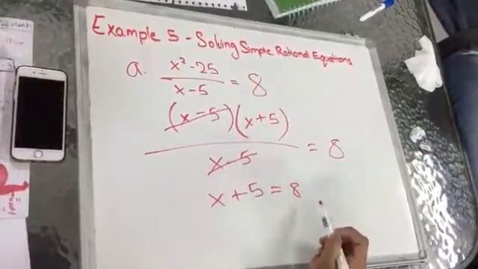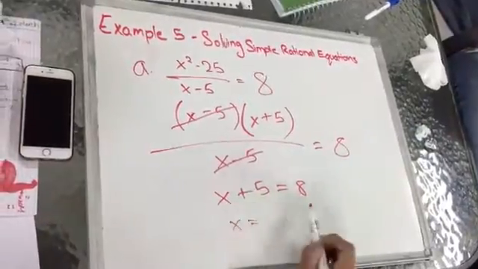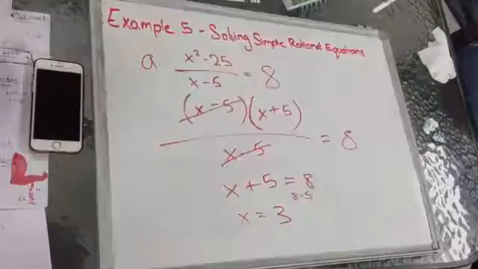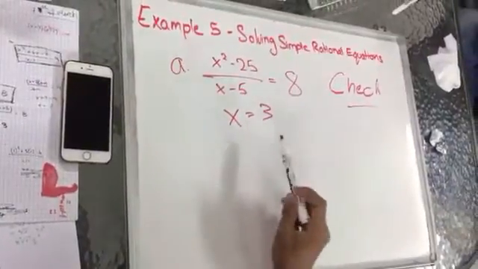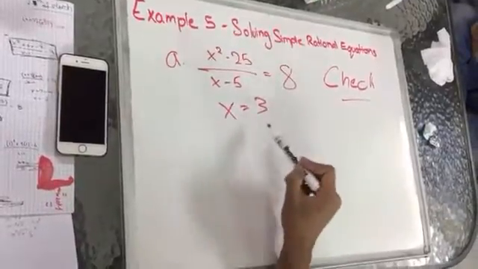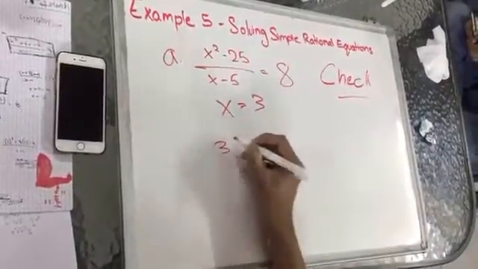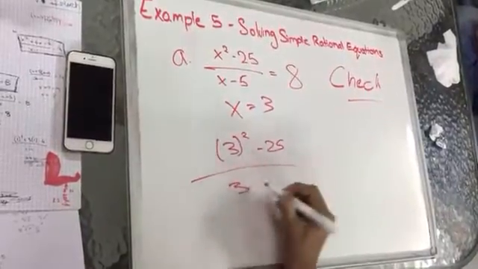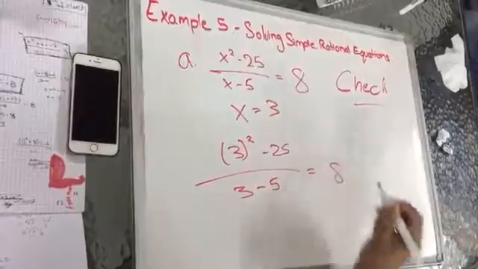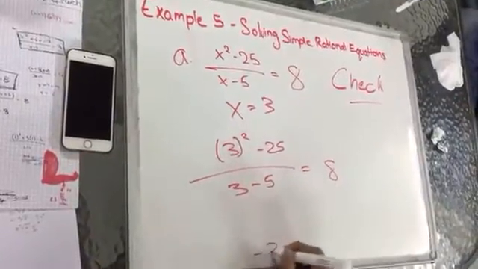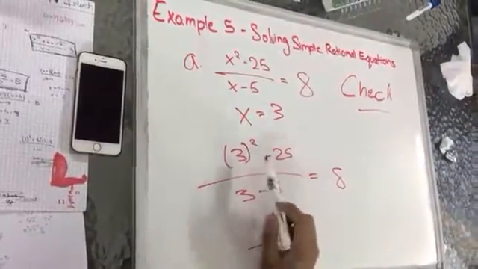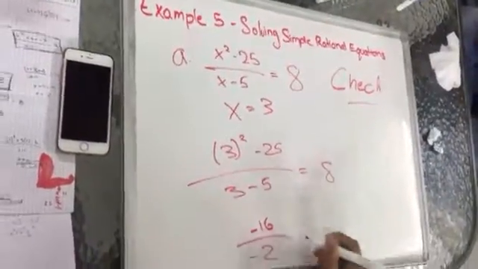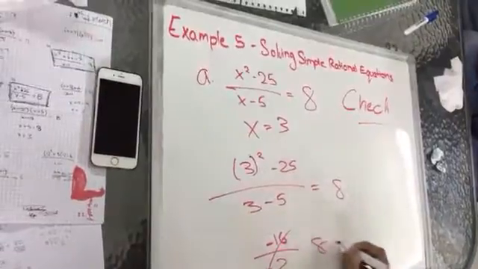We simply take this to the other side. It's going to give us 8 minus 5, which is equal to 3. Now that we found x equals 3, we have to check by plugging 3 into the formula. So here we're going to have 3 squared minus 25, over 3 minus 5, equals 8. So 3 minus 5 equals negative 2, and 3 to the power of 2 is 9, minus 25, which is negative 16, which is also going to give us 8 equals 8.